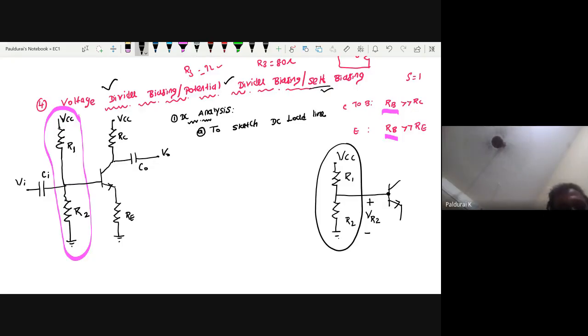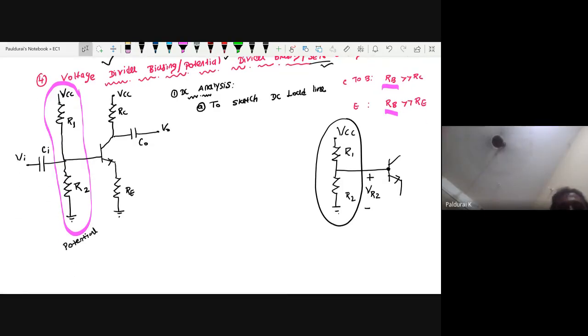So actually, what is this? This is a potential divider, so what name did it get? Voltage divider bias. Playing with the circuit like this is somewhat difficult, so what I am going to do now: take this potential divider as it is, and treat this as my load.